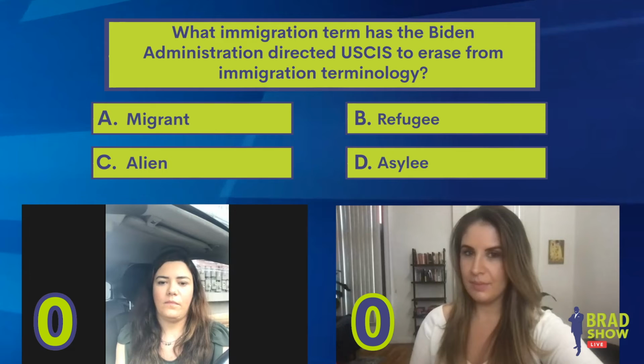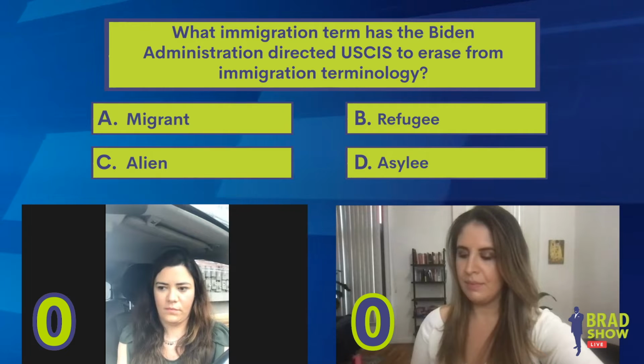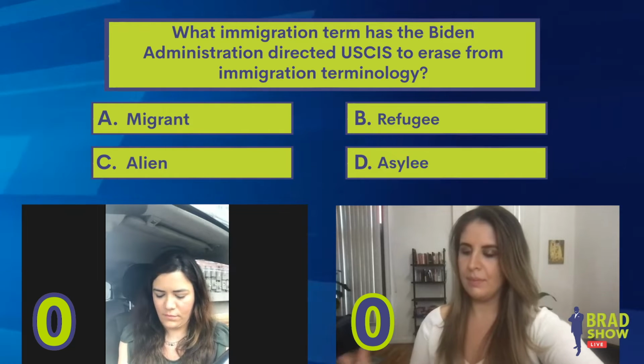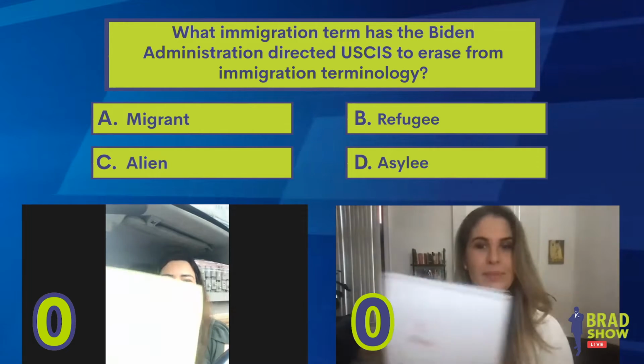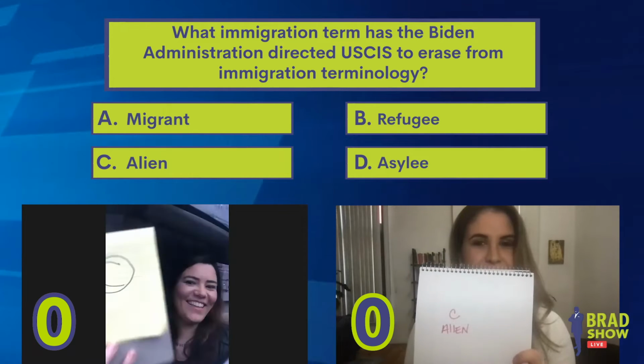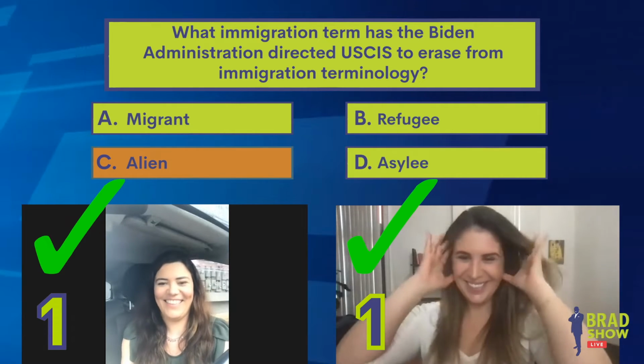All right, first question. What immigration term has the Biden administration recently directed USCIS to erase from immigration terminology? Is it A, migrant, B, refugee, C, alien, or D, asylee? Ready? 1, 2, 3. Ding, ding, ding! Congratulations. First, okay. Y'all are doing good so far.